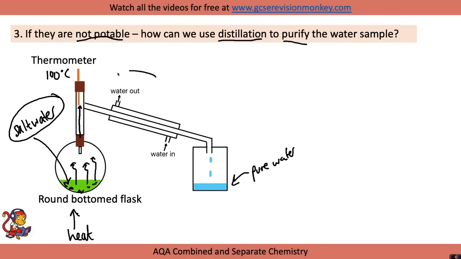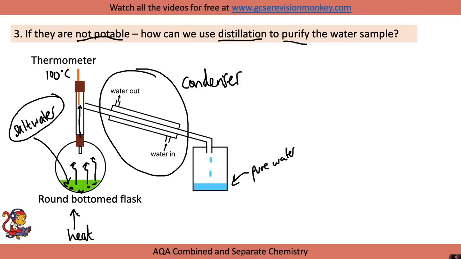This piece of equipment here is called the condenser, or you might see it written as the condensing tube. The condenser is kept cold by this cold water going in and around the glassware. It doesn't mix with what's in the middle, it just goes around the glassware to keep it cool. As the water vapour comes in here, it is condensed into a liquid, and then it will collect as pure water in the beaker.